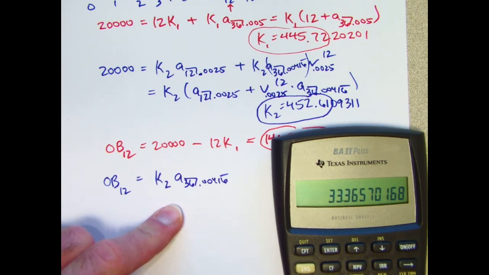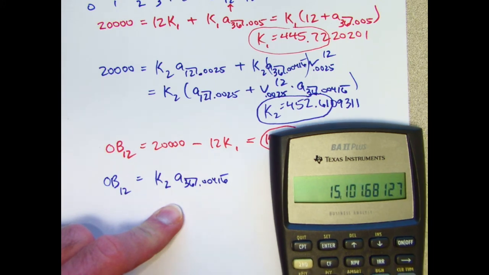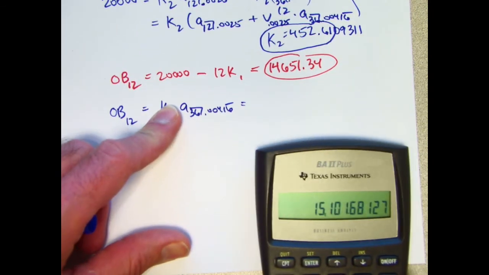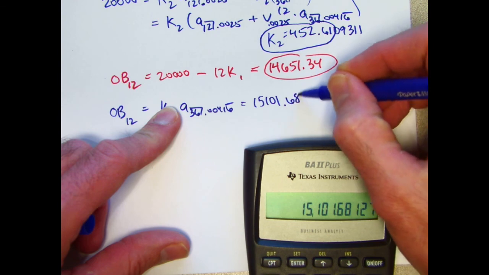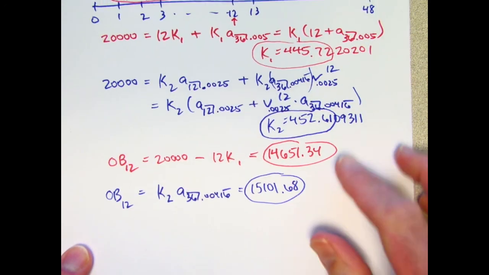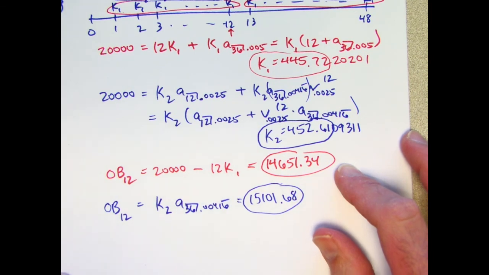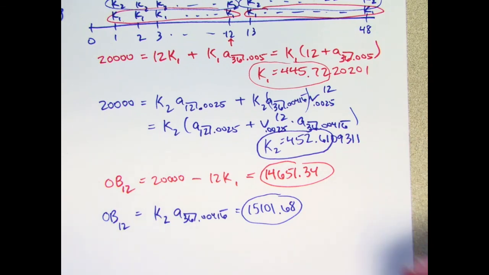Need to multiply 452.61. Let's go ahead and do more decimals. 0.93 should be good enough. We have a balance of 15,101.68. Okay, so option 1 again is better in both respects, a lower monthly payment, and at least after 1 year, a lower balance. So if you tried reselling the car after 1 year, you could pay off that loan more easily.